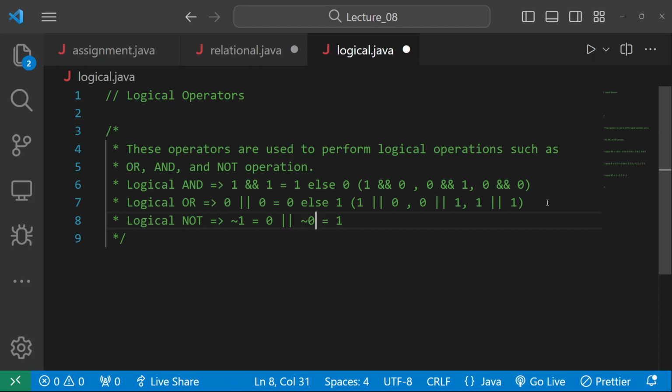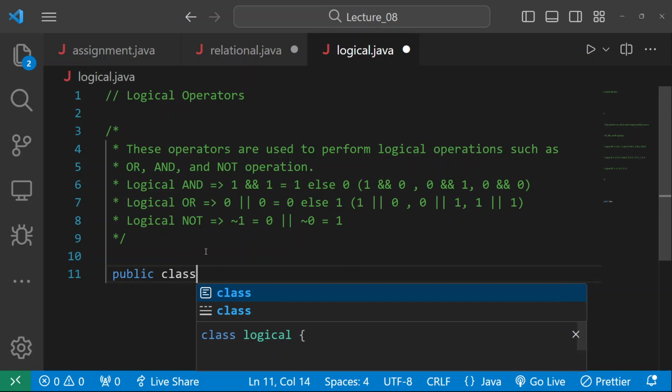So I hope these three operators are clear: logical AND, logical OR, logical NOT. I will be explaining with an example. But I hope you understand this. Yes or no? Yes. All three operators.